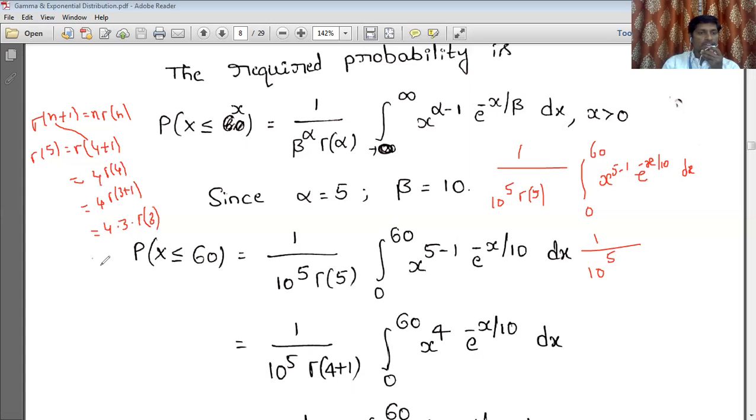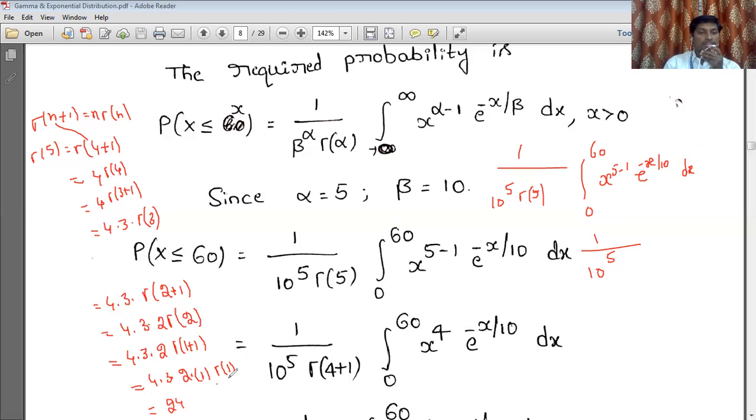Gamma 3 also we can write as gamma 2 plus 1. So this is equal to 4 into 3 into 2 into gamma 2, using the same formula gamma n plus 1 equals n into gamma n. Gamma 2 is gamma 1 plus 1, so we get 4 into 3 into 2 into 1 into gamma 1. Simply 4 into 3 is 12, 12 into 2 is 24, 24 into 1 is 24, and gamma 1 value we know is 1.